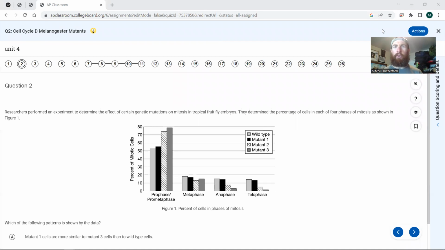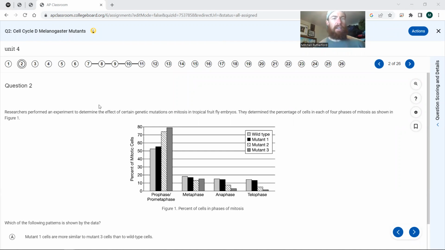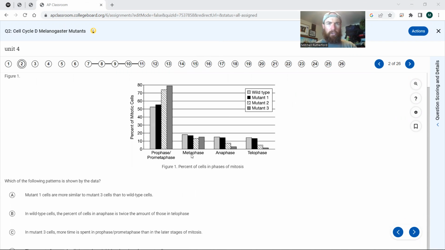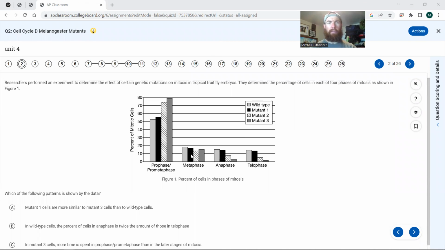I'm going to set this up and we're going to rip through the evens. Okay, so we got number 2 up here on the screen. Cell cycle. Okay, so Unit 4 is mostly mitosis. There's some other stuff too, but all stuff that has to do with that. So pictures, graphs, knowing how to read a graph is really important.